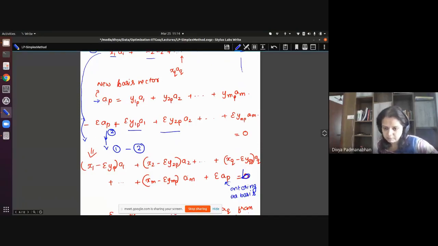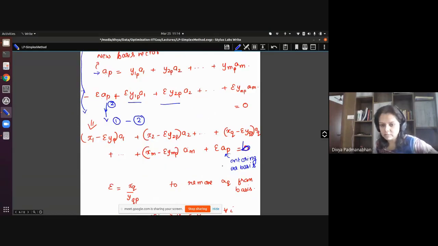additionally one more, AP. Now, since you want a basic feasible solution which has exactly m components, one of these has to go out. You have decided that epsilon AP is going to enter, so one of these other variables has to become zero. So x1 minus epsilon y1p can be thought of as the new value of x1 in the next basis, in the next BFS, and this would be x2 tilde and so on, and this is going to be xq tilde.